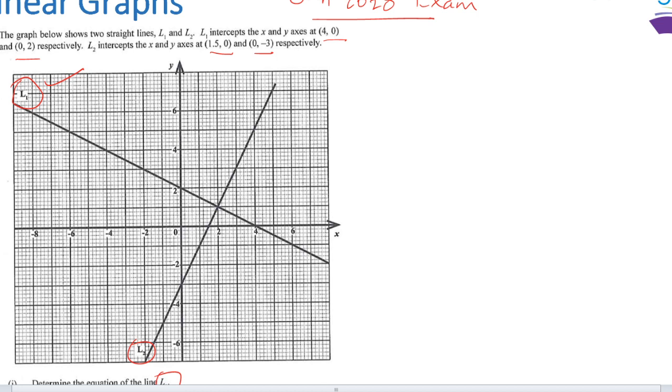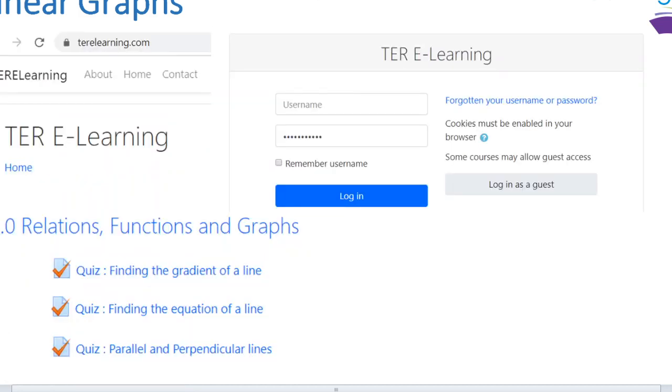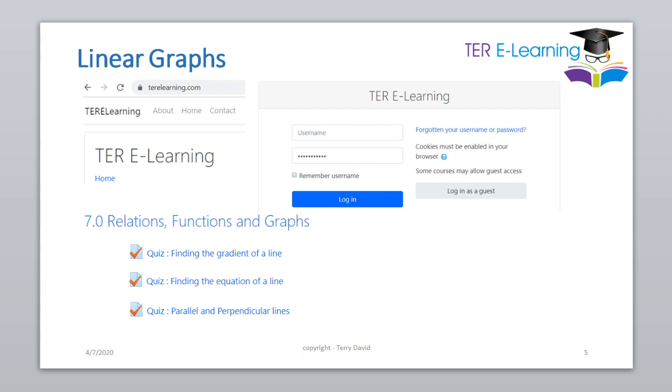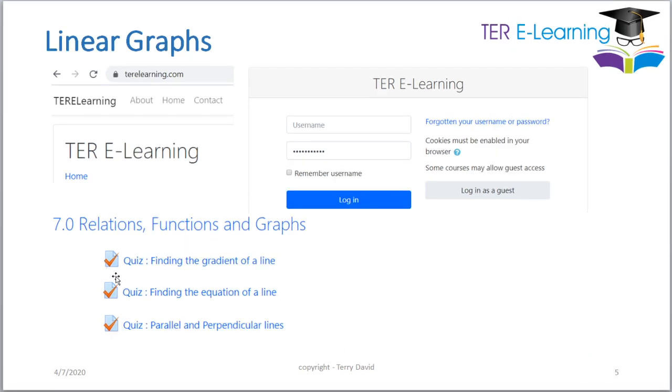So for my students who are in class, you have some work to hand up for me online. Based on what we did today and what we did last week, you'll have three quizzes to do for me, right? That's the one on finding the gradient of a line, finding the equation of a line, and parallel and perpendicular lines, right? So during the week, I will check and see to make sure you all did it, right? I'll send you the WhatsApp while I'm checking, all right?